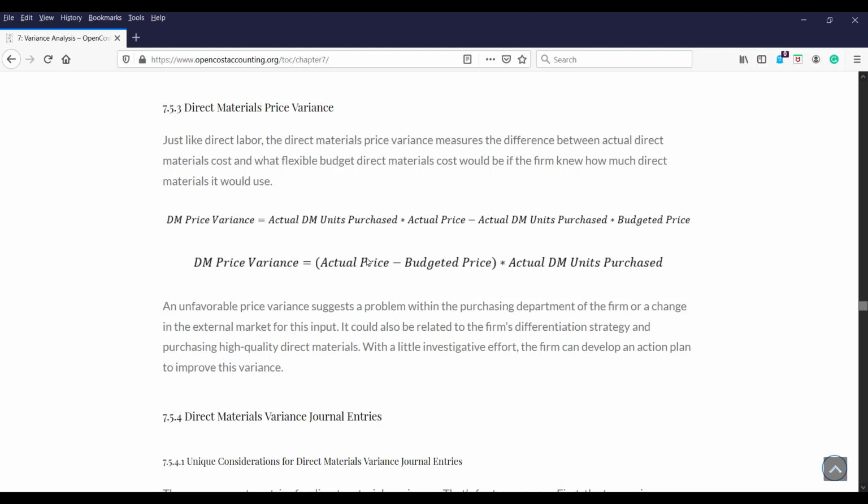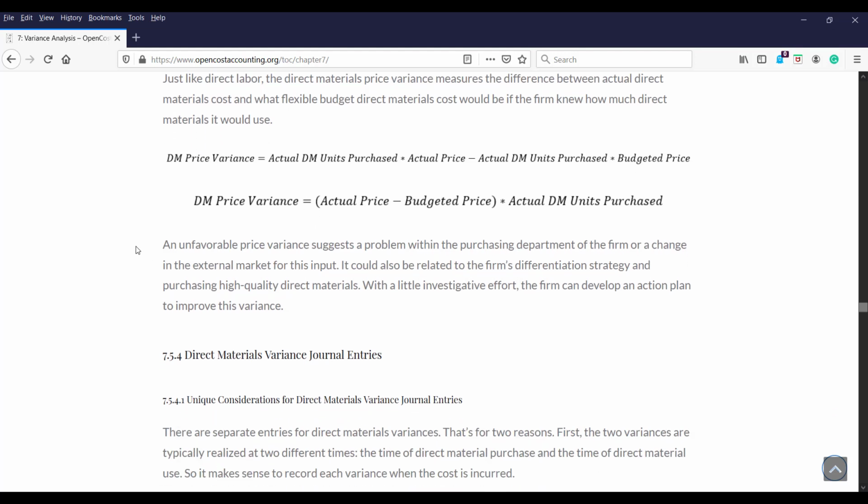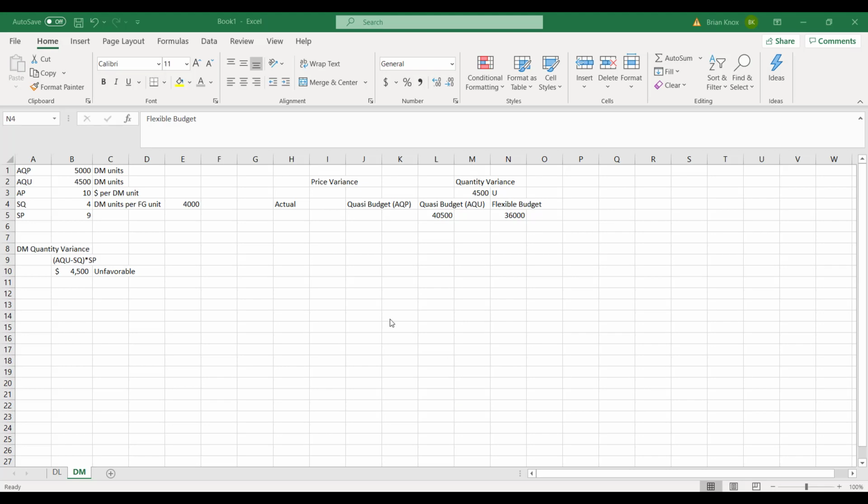And so we can rearrange that and put in the parentheses actual price minus budgeted price, all times actual quantity purchased. Now, an unfavorable variance suggests there's some sort of a problem either within the purchasing department or the external market for this input. With a little bit more effort, you can figure out how to do this. Let's finish up our example with the direct materials price variance.